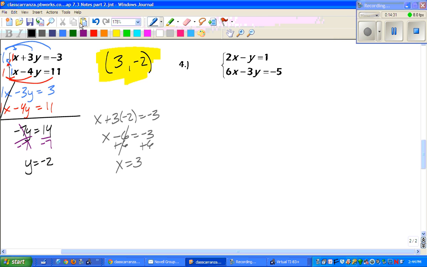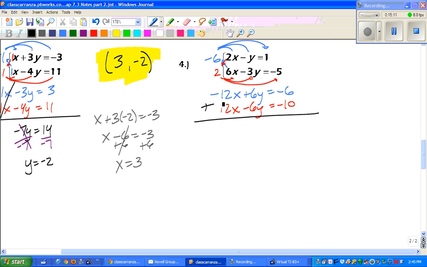Let's keep going. Alright. Bring the 2 down. Bring the 6 up. And they're both positive, so I'm going to turn the top one negative. Negative 12x plus 6y equals negative 6. In the bottom, we get 12x minus 6y equals negative 10. So make sure to distribute to each one of those.